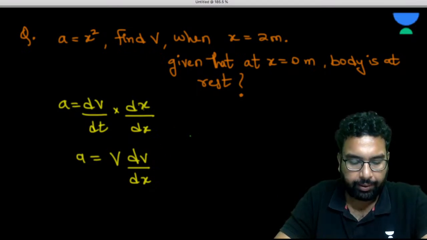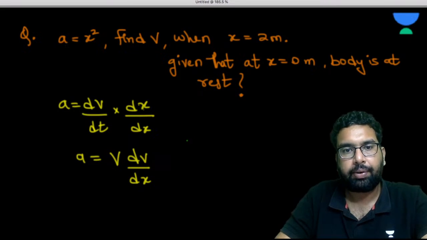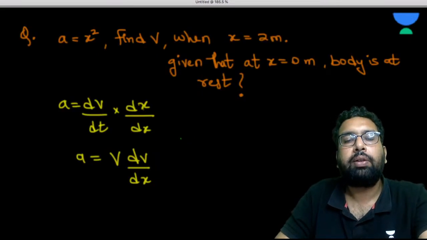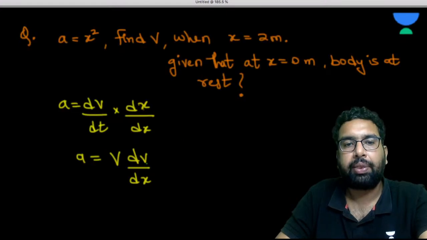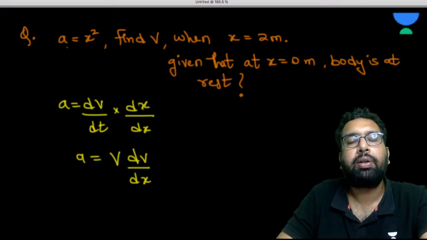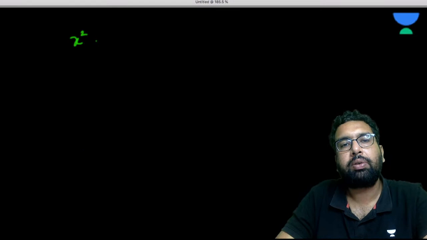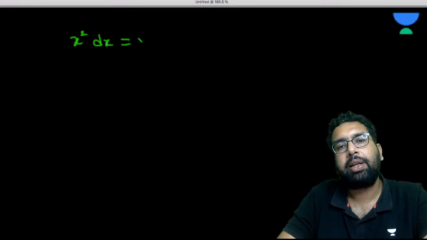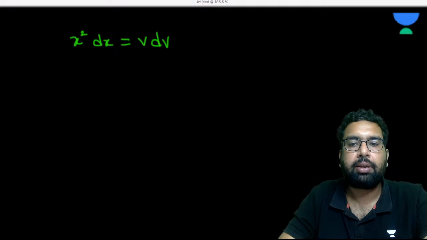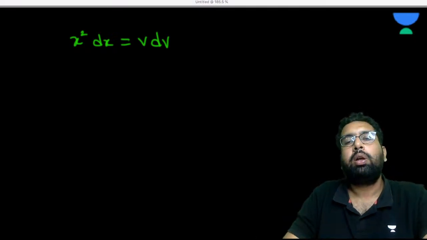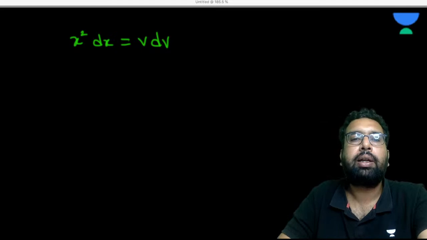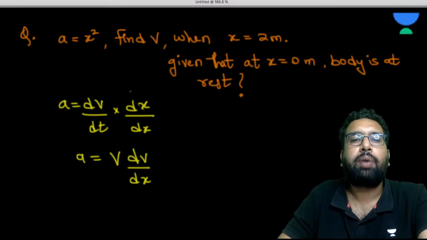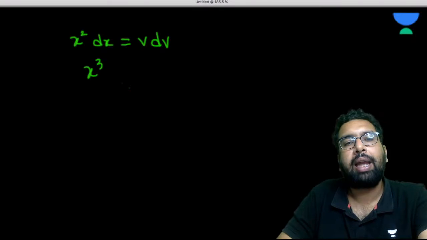Now, acceleration is v dv by dx. From here, what we can do is put x square here, and we'll take dx there, so x square dx is equal to v dv. Can we write this expression like this? Yes, sir, absolutely, no problem at all. So x square dx is equal to v dv.